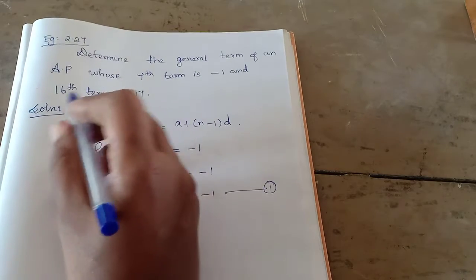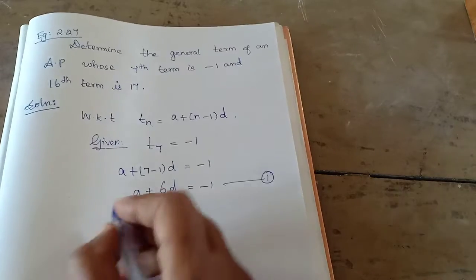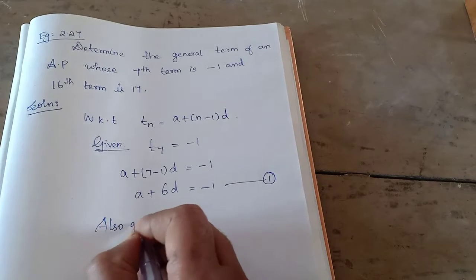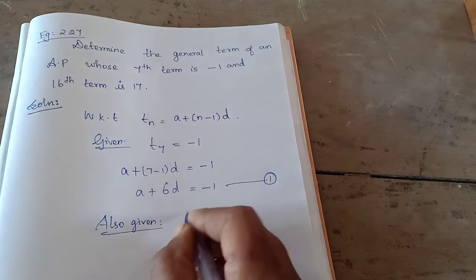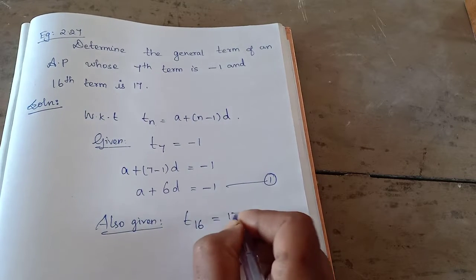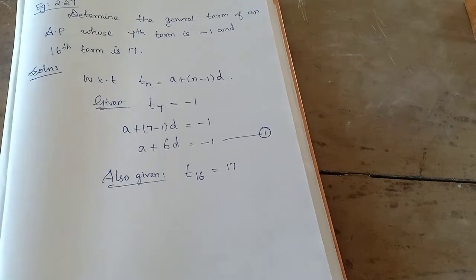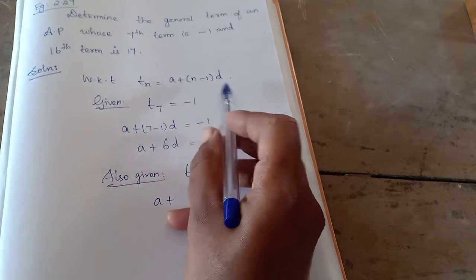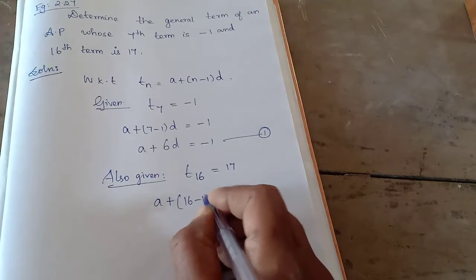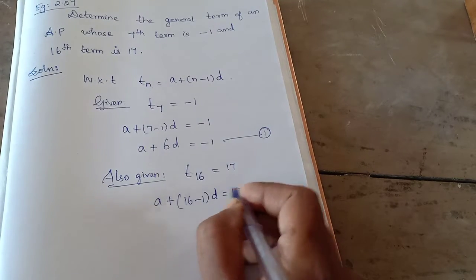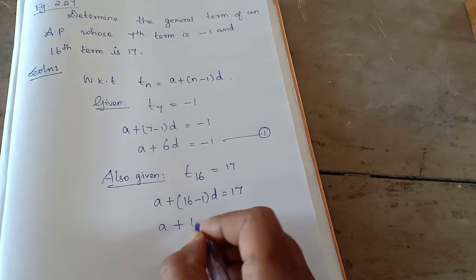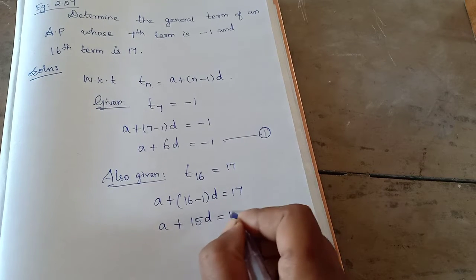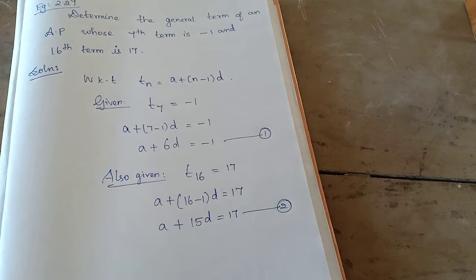Okay. Then what is present? The 16th term is 17, also given. T16 equal to 17. So what's the meaning of T16? A plus (16 minus 1) into D equal to 17. So A plus 16 minus 1 is 15, 15D equal to 17. So this is equation number 2.